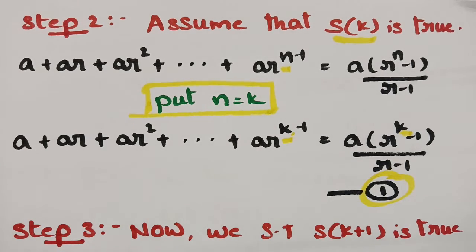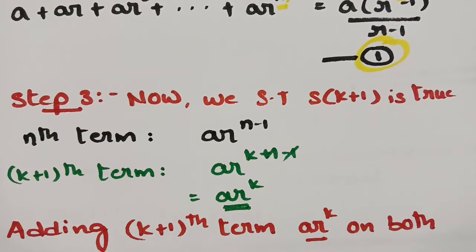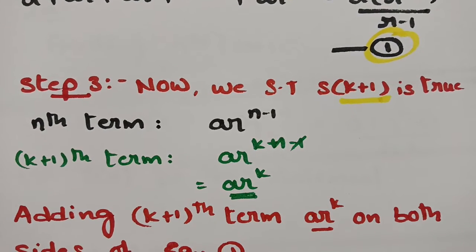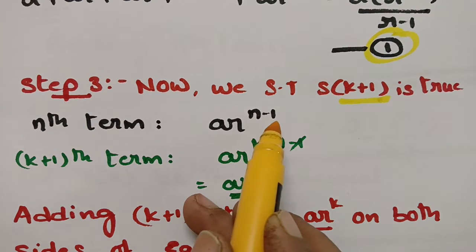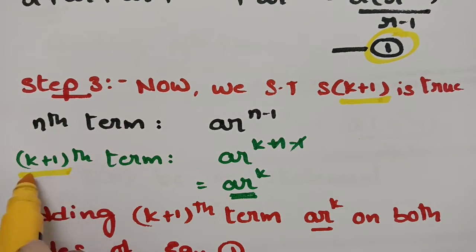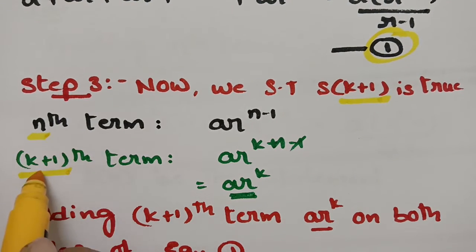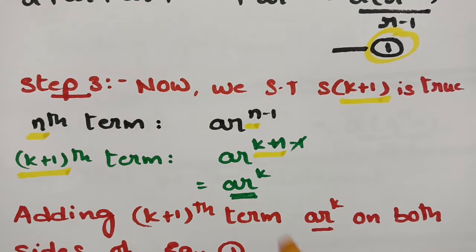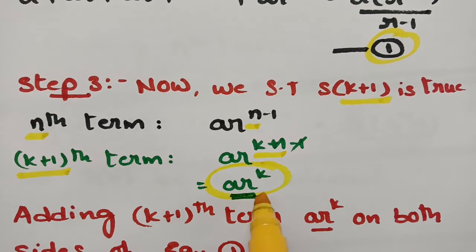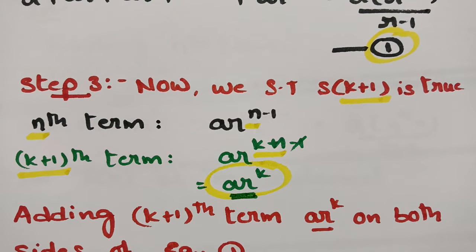Clear? And next, in the third step, we have to show that S of k plus 1 is true. As you know that the nth term of the equation is nothing but A into r power n minus 1. So what will be the k plus 1th term? In place of n, substitute k plus 1. So wherever you find n, substitute k plus 1, and plus 1 and minus 1 got cancelled. And what is left over? A into r power k. So this is our k plus 1th term.